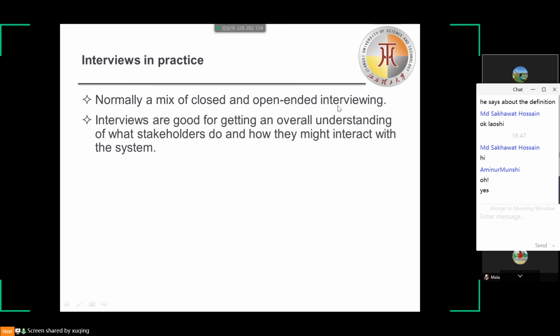Interviews are good for getting an overall understanding of what stakeholders do and how they might interact with the system. That means people like talking about their work, so they are usually happy to get involved in interviews. Therefore, normally interviews will be efficient.